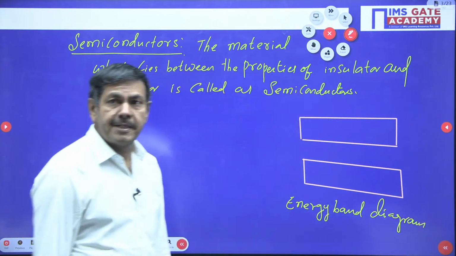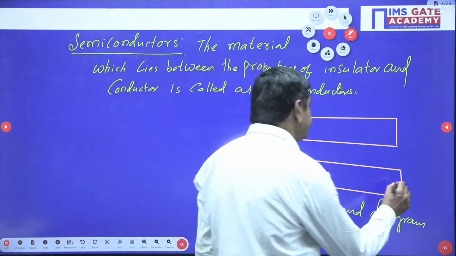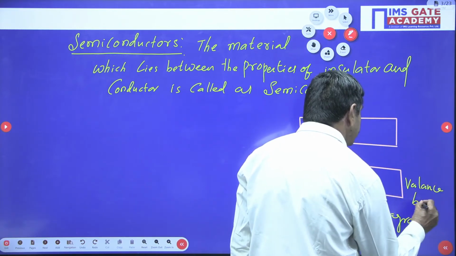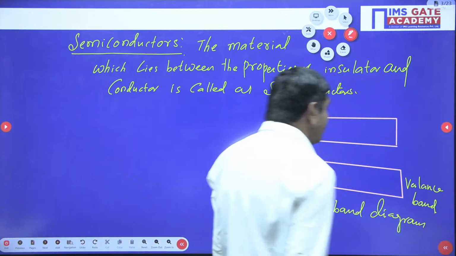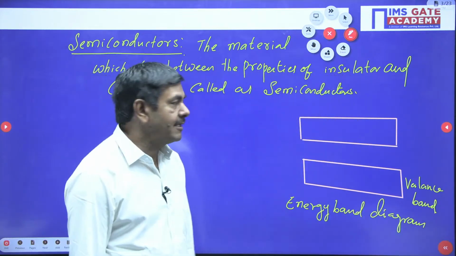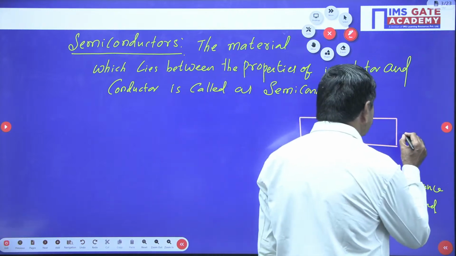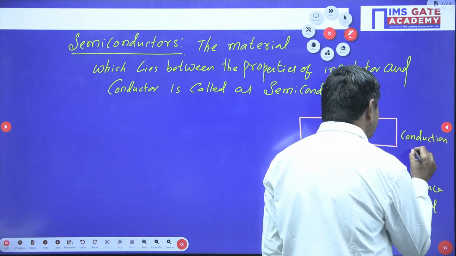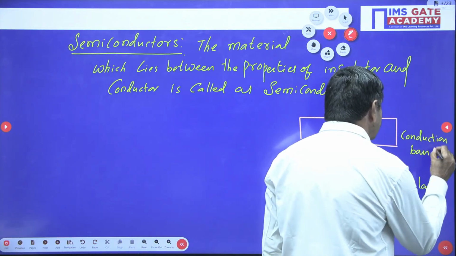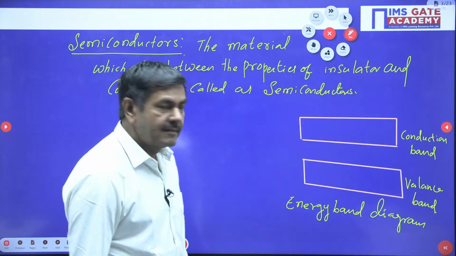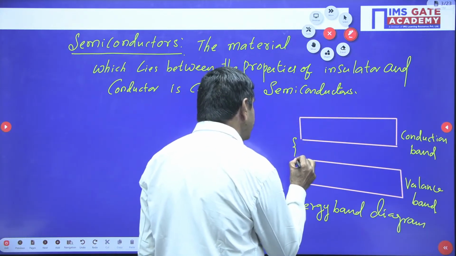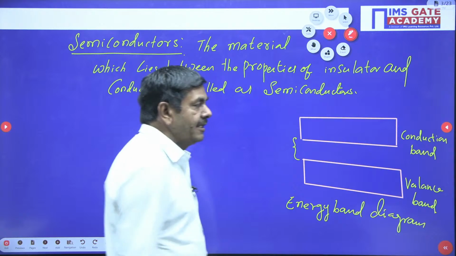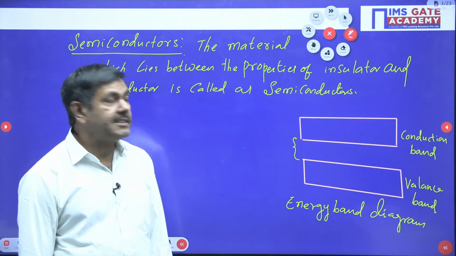In the last class I explained this is said to be the valence band. The band which contains the valence electrons is said to be the valence band. This is said to be the conduction band. The band which lies above the valence band is called the conduction band. This band is nothing but the forbidden energy band, or forbidden energy gap, also we can call it. Suppose I maintained room temperature.